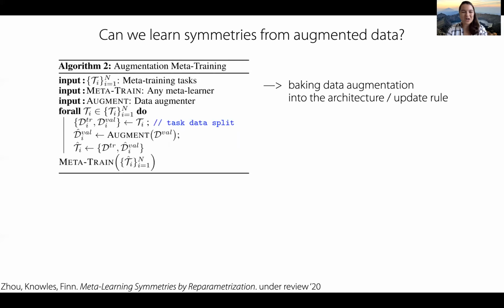Essentially, we want to bake the data augmentation into the architecture, into the update rule, such that it can effectively generalize to augmented data from only unaugmented data. To do this, we used the Omniglot dataset and the mini ImageNet dataset. The augmentations that we used included a range of standard data augmentations used in computer vision, including random crops, which denote translational invariance, some small rotations, and other things like lighting and reflection and so forth.